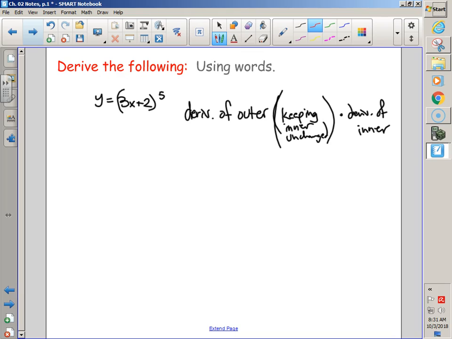How does that work? I guess I have to choose a different color since we've already done blue and green. Derivative of the outer. Bring down the 5. The outer, something to the 5th. Oh, 5 something to the 4th.